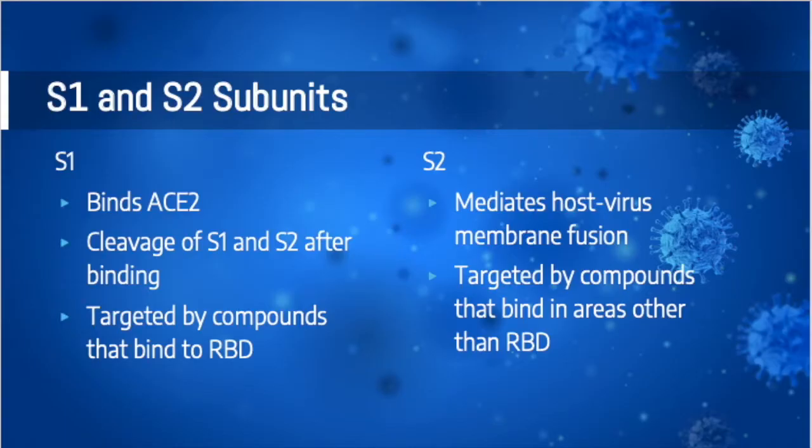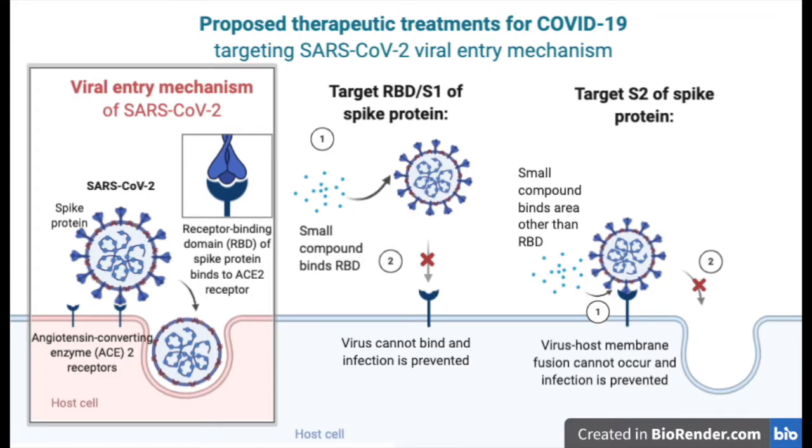Spike is cleaved into S1 and S2 by the host protease. These subunits have different functions. S1 does the actual binding to ACE2, and S2 mediates membrane fusion between the virus and the host cell. This means that for spike, there are two mechanisms that can be targeted. By targeting the S1 subunit, you'd be looking for a compound that binds directly to spike's receptor binding domain. This compound would hopefully be a competitive inhibitor of ACE2 binding.